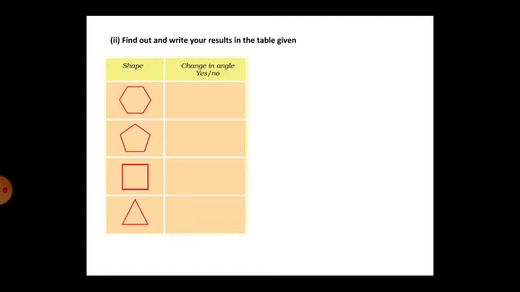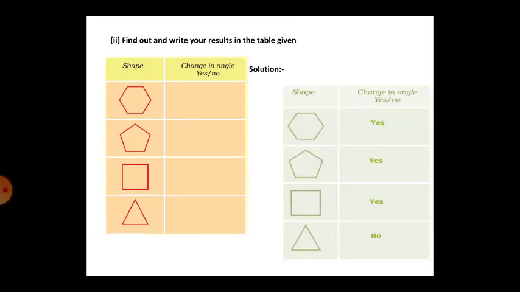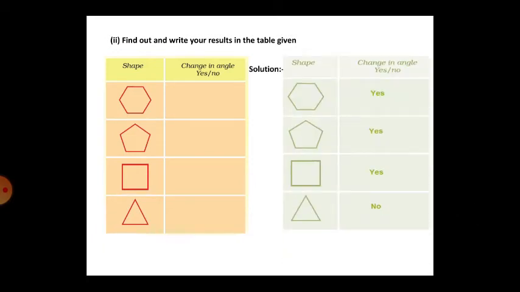Shapes. See here, so many shapes are given. Change in angle. See, if the shape changes, the angle changes. These shapes you have to write here. First picture is a hexagon. For this, the angle changes. Yes, the angle changes. Pentagon also. See, at the top of the pentagon if you measure, it will show some result, and at the bottom if you measure, it will show some other measure. So the pentagon also changes its angle.